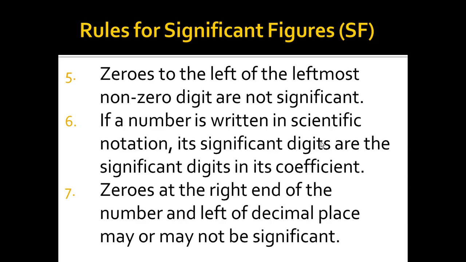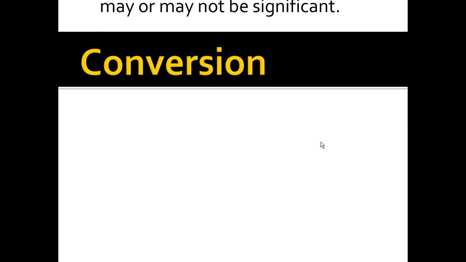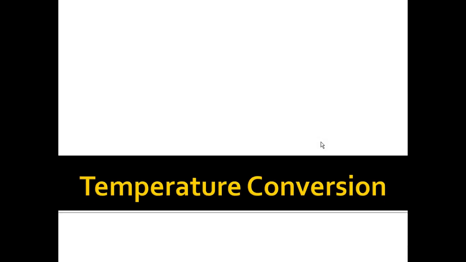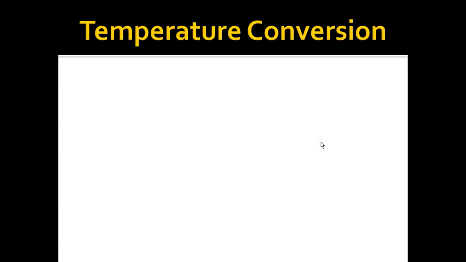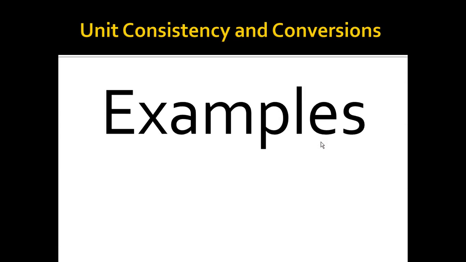Okay, so consider the zeros at the right end of a number and to the left of a decimal place. That zero may or may not be significant depending on circumstances. So this topic about conversion will be discussed on a later occasion. The same goes with the temperature conversion and unit consistency and conversion.